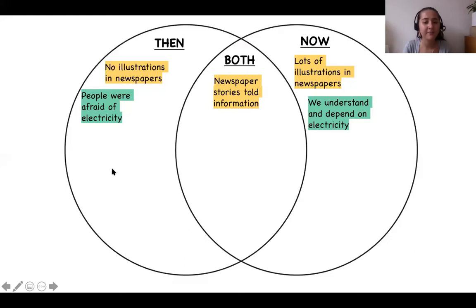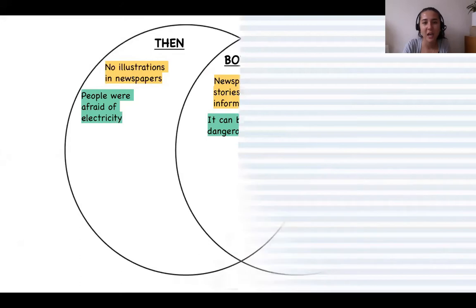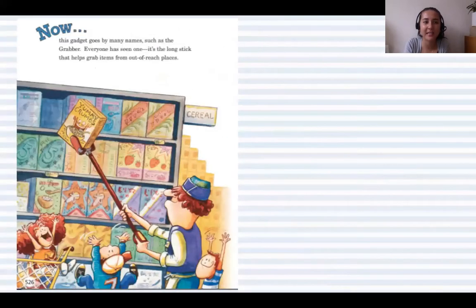Winter? They can be dangerous. Ooh, very good. Well done, Winter. Back then it could be dangerous, and now it can be dangerous too. Good job, Winter. Very nice answer. Okay, good job, Winter. It can be dangerous. Okay, next, let's have a look at this.